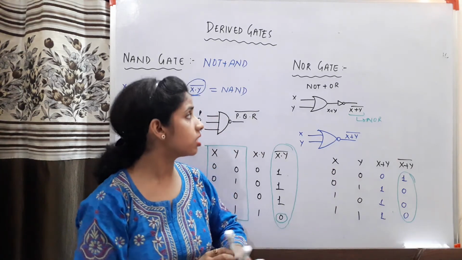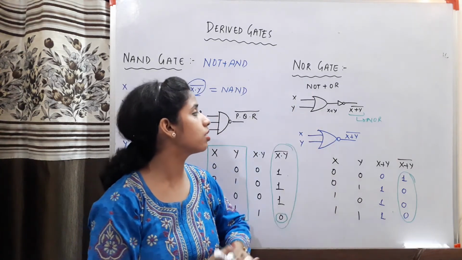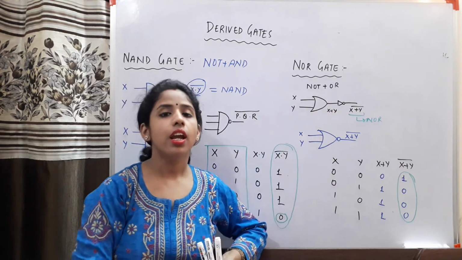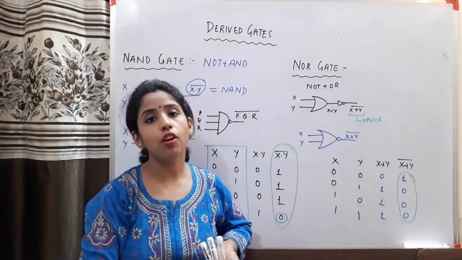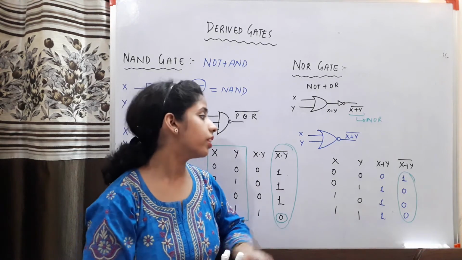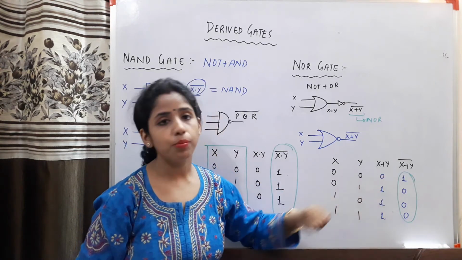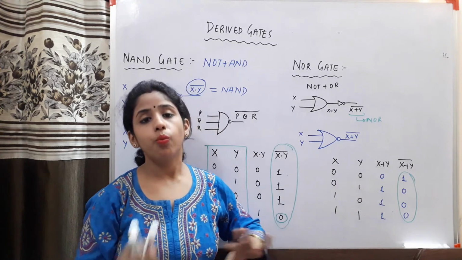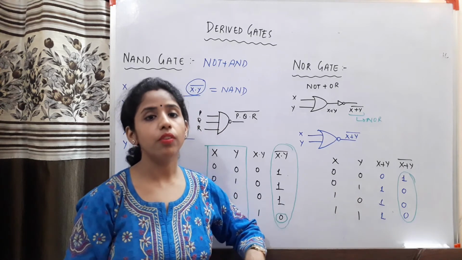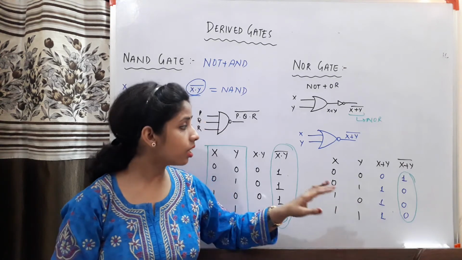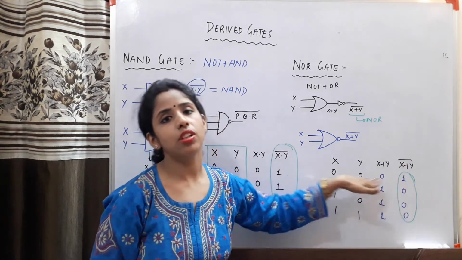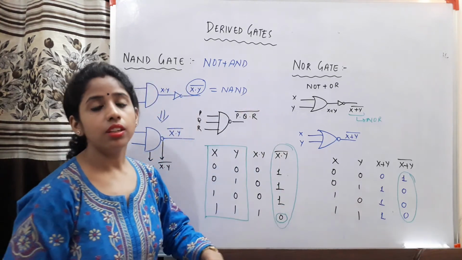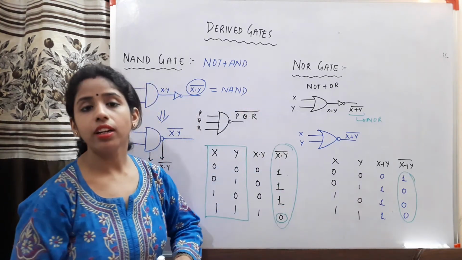Clear? So this justifies that this NOR gate is a combination of NOT and OR. Clear? And what inference you can take out from this truth table? That the output is 1 only when all the inputs are 0. Whereas in case of OR, the output used to be 0 when all the inputs were 0. But here the output is 1 when all the inputs are 0. So these are the two derived gates which are derived from NOT, AND and OR operator.